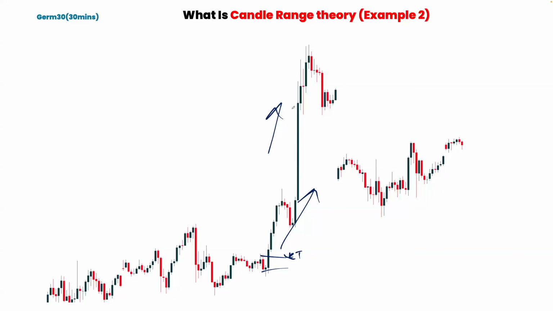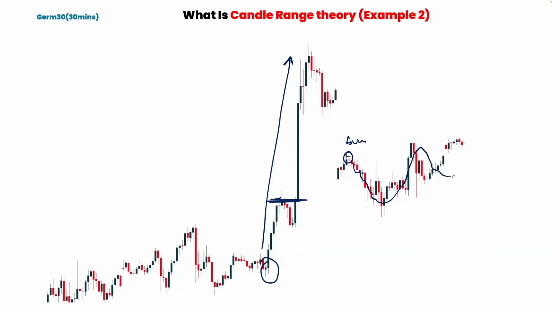So the thing that I was talking about is that someone will enter here and then miss the whole move. They will get out around this area. But when they are in a losing trade, like for instance here, they enter a buy here, price will move like this. They will hold this one longer. But the winning trades, they just get out very quickly.